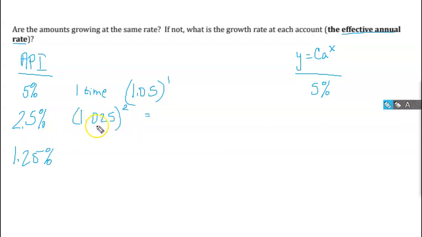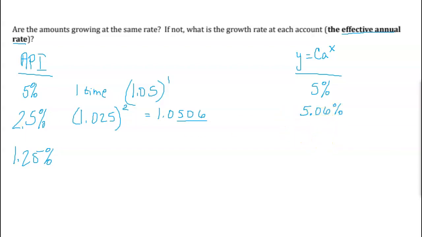Now when I do 1.025 to the second power, I get 1.0506. And so instead of it just being 5%, it's actually 5.06%. Now that doesn't seem like a lot. You're like, that's not even a whole 0.1%. But again, depending on the initial amount of money in the account, that 0.06% can start to turn into some significant amount of money.